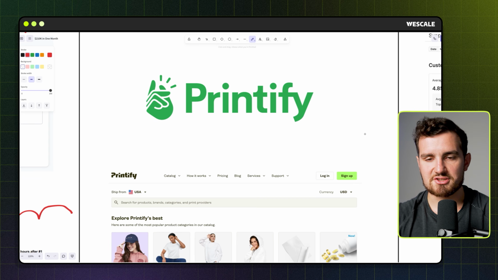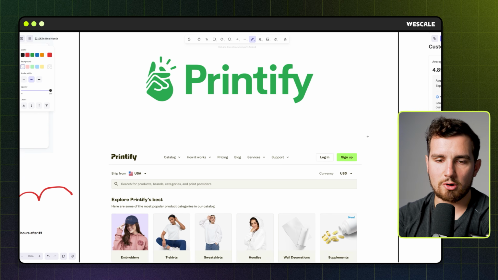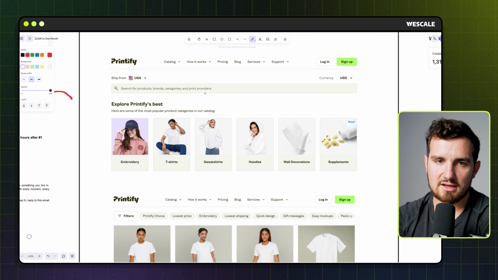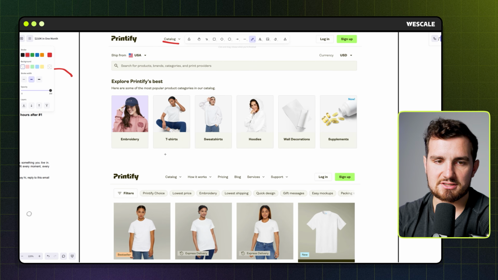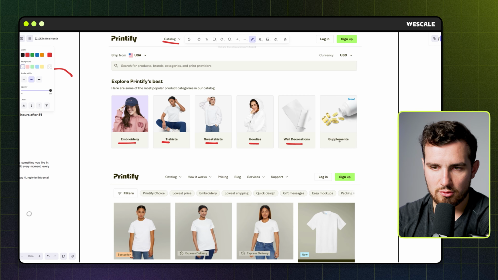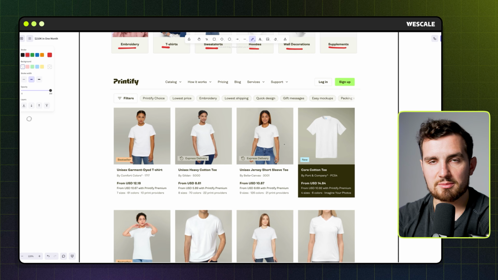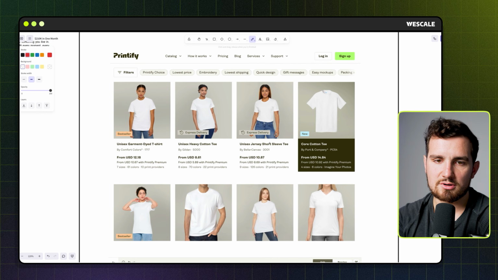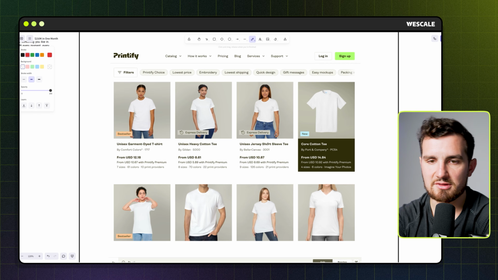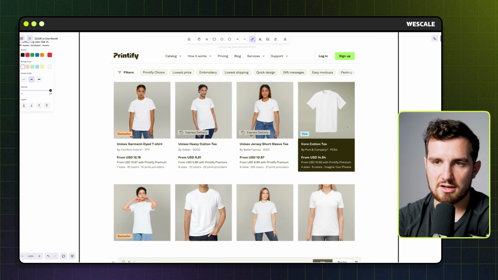And so the reason that we like Printify compared to all the other options that are available is, number one, their catalog is just extremely robust. You're able to sell everything from embroidery, t-shirts, sweatshirts, hoodies, wall decor, supplements, which we haven't done anything with. But our bread and butter is in the apparel market. So think classic Etsy print on demand, but you're selling on a marketplace. We do the exact same thing, but on just our own standalone stores.